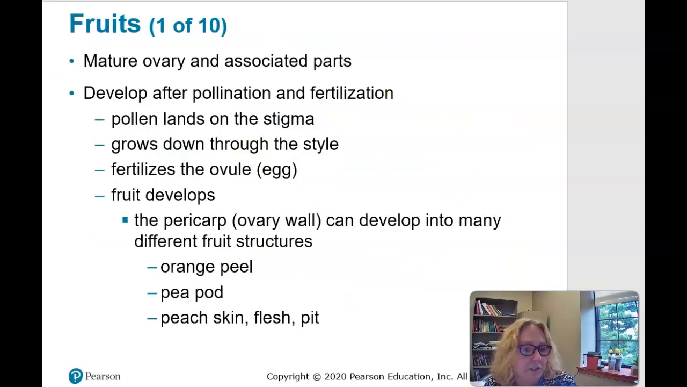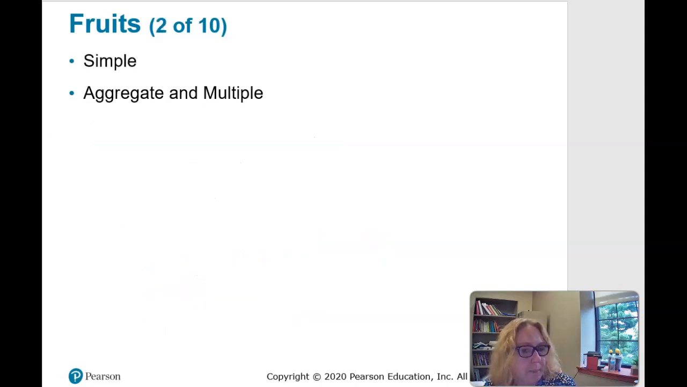After pollination and fertilization, so the pollen lands on the stigma, it grows through the style, it fertilizes the egg, it develops a fruit. The pericarp, which is the wall, may develop into many fruit structures, like an orange peel, a pea pod, or peach flesh.